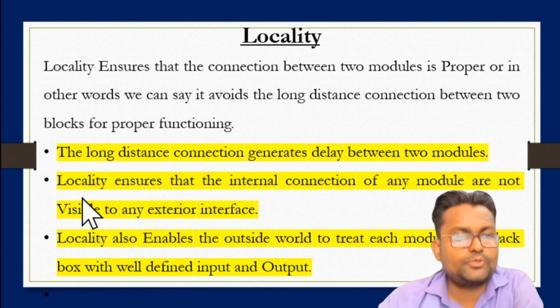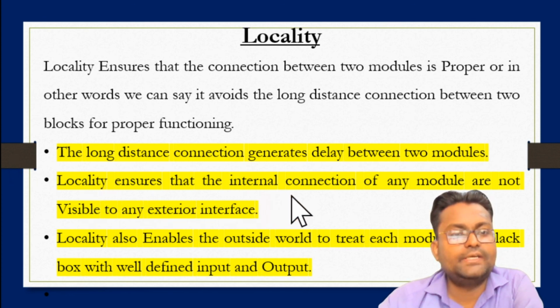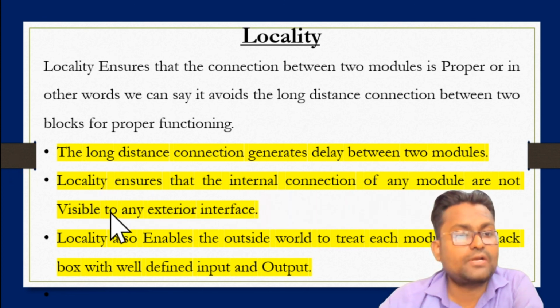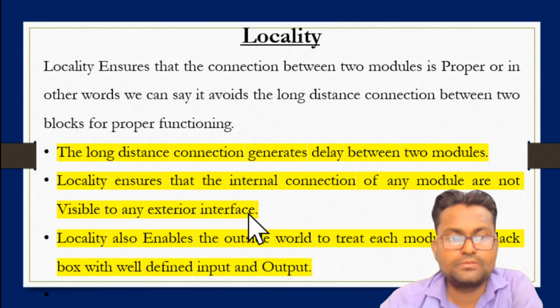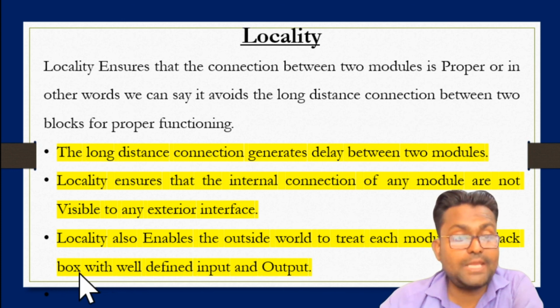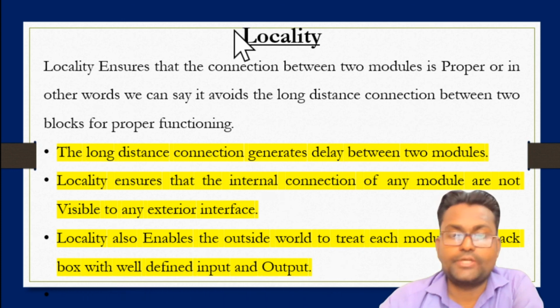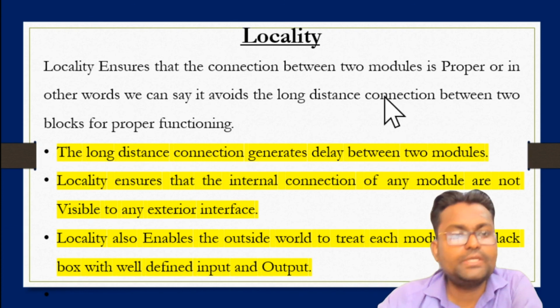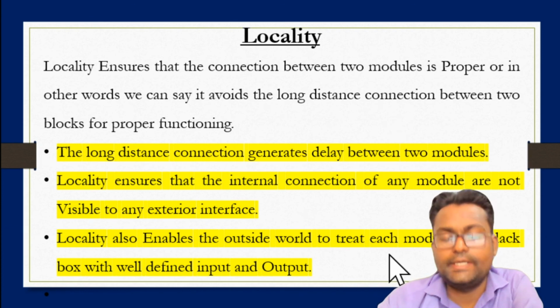The next point is that locality ensures that the internal connections of any module are not visible to any exterior interface. The third point is that locality also enables the outside world to treat each module as a black box with well-defined input and output. This is all about the locality topic.